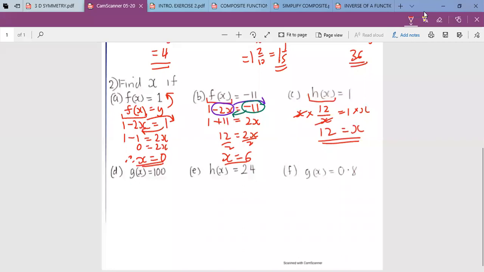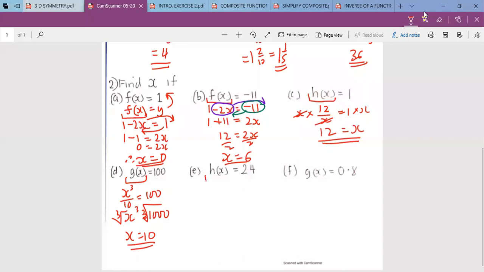All right, we go to D, g of x. So I need to substitute my g of x there. And when I substitute my g of x, remember my g of x is x power 3 over 10, is equal to 100. So when I cross multiply, times 10 this side, times 10 this side, I get 1,000. So now I have to move this. I'll do the cube root on this side, and also the cube root on the other side, and my x will be 10.